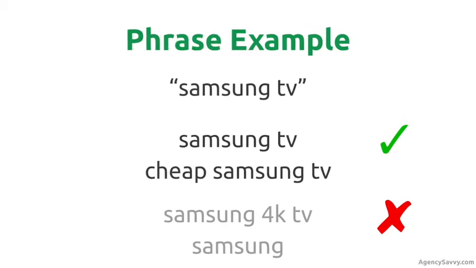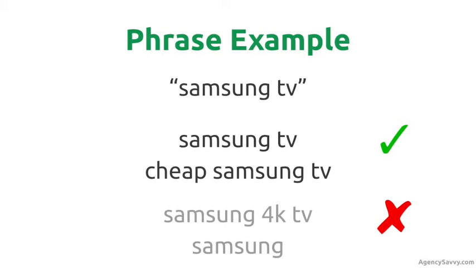Exact match keywords are very powerful in a way in that you don't really need to worry about making mistakes. You know exactly who you're going to get to your website if you use exact match keywords. The downside is it's a little bit limiting. So you need more and more keywords in order to get more people to your website, in order to get more people seeing your ad.